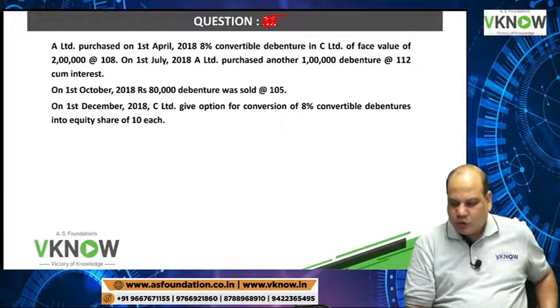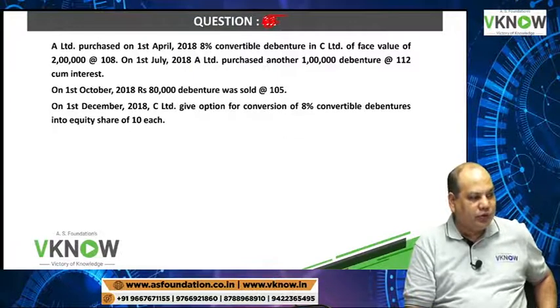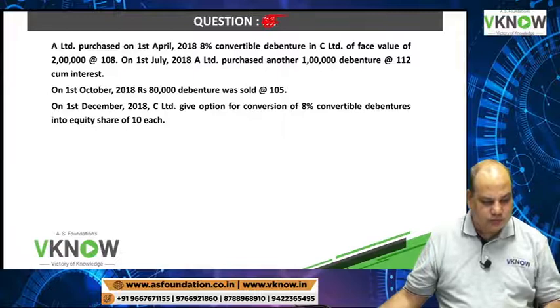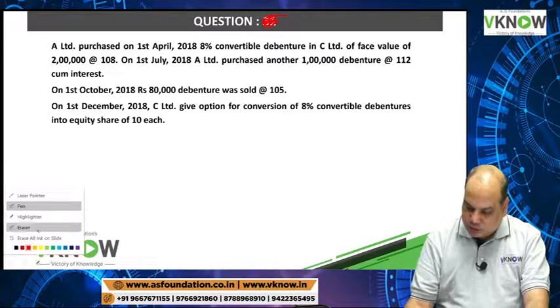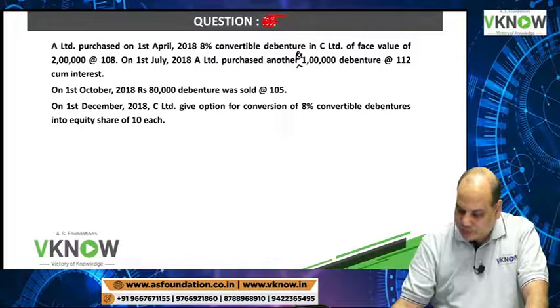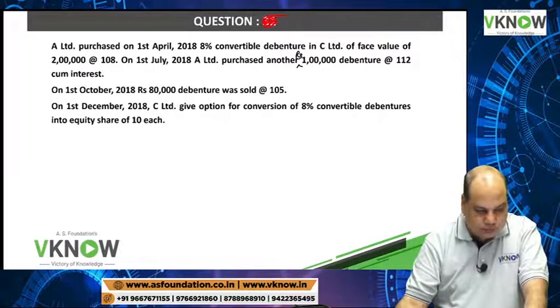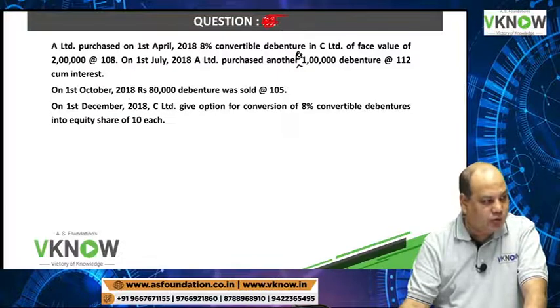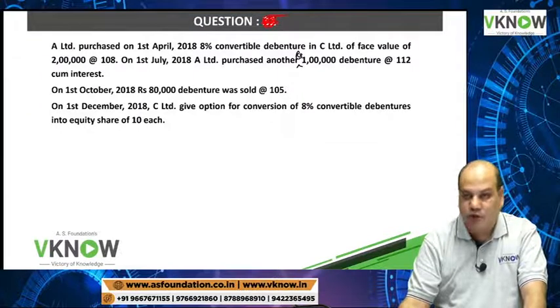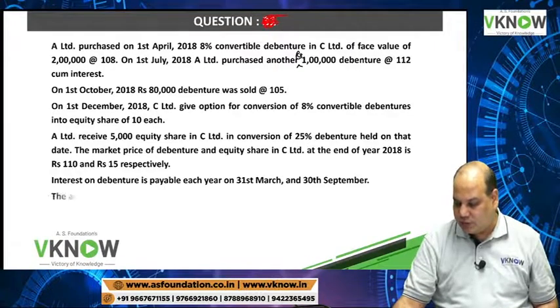On 1st July 2018, A Limited purchased another rupees 1 lakh debenture at rupees 112 cum interest. Next line, on 1st October 18, rupees 80,000 debenture was sold at rupees 105.